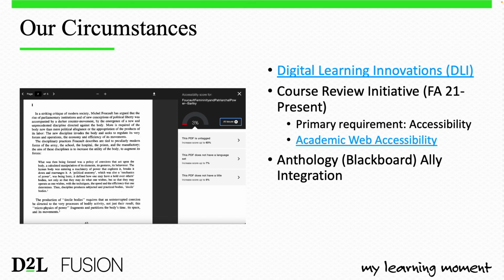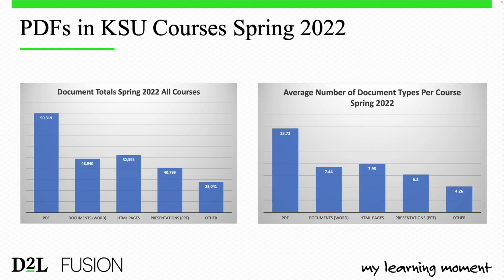One of the things we knew we were going to run into was PDFs. We use Anthology Ally. It's integrated into D2L, and you can see here an Anthology Ally report of a PDF. We use a lot of PDFs, and you can see this one's untagged. If you're not familiar with Ally, Ally gives all files an accessibility score based on the presence or absence of certain accessibility issues. As you can see, this is just some data from our spring 2022 semester.